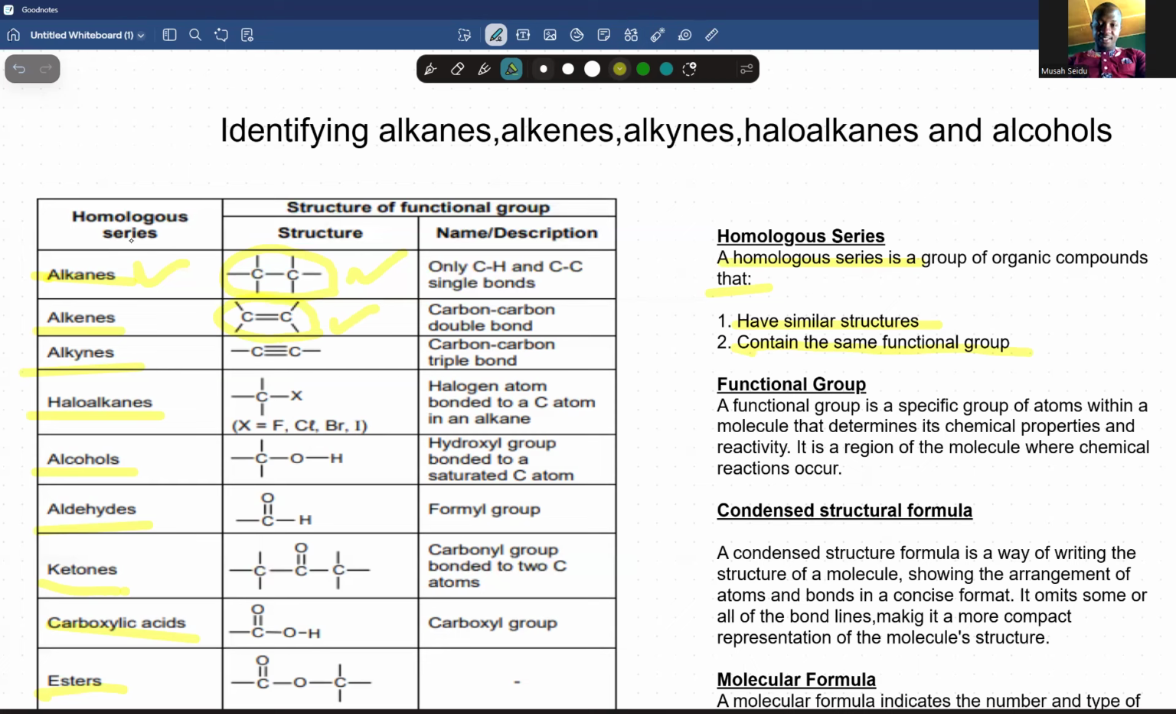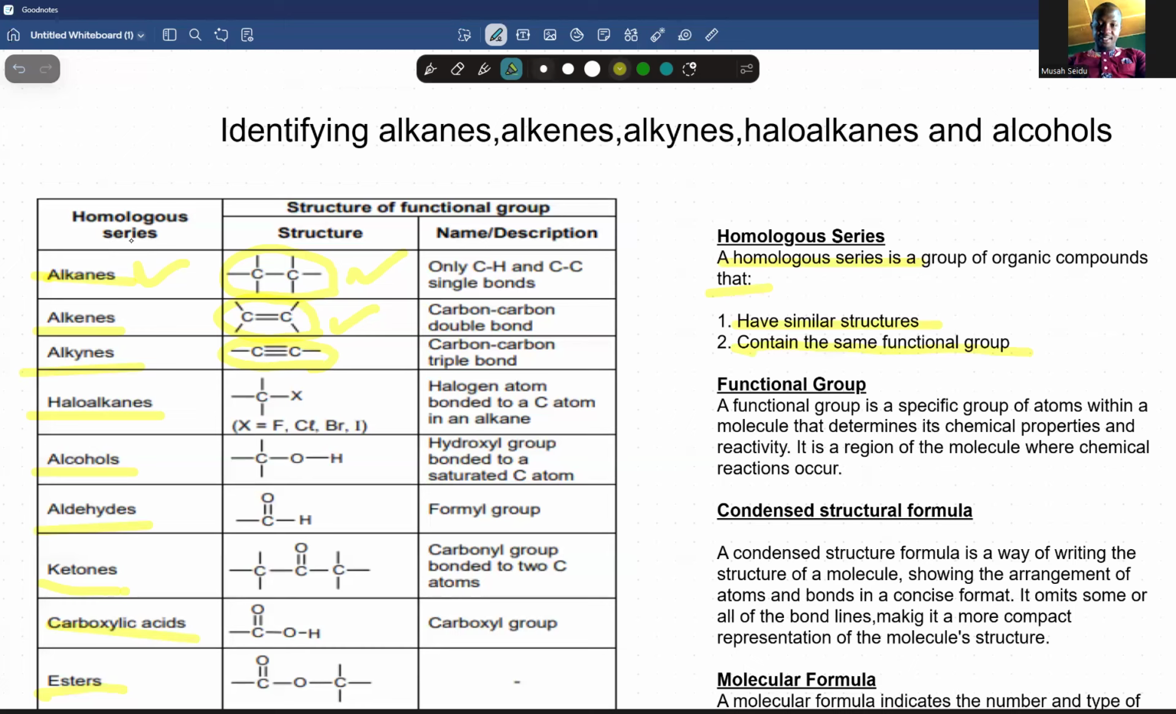And when we have alkynes, the functional group is the carbon-carbon triple bond. So the structure of the functional group of alkynes is this. Whenever we see carbon-carbon triple bonds, we should know that the homologous series to which that molecule belongs is alkynes.